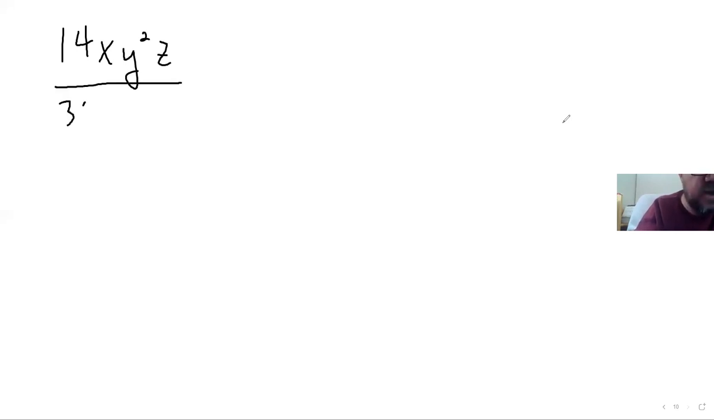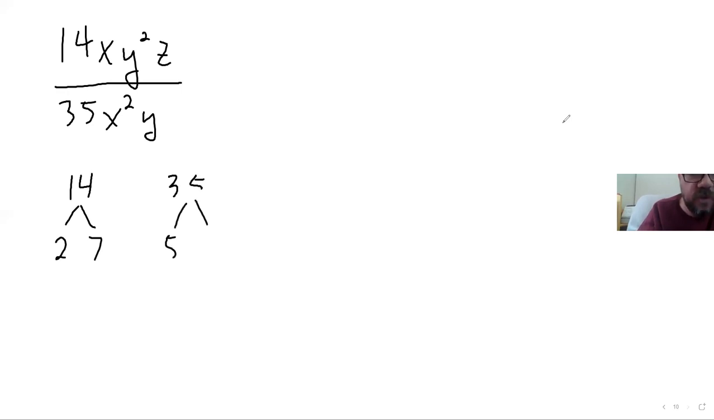And so if I have something like, let's say, 14xy squared z, and let's do 35x squared y, right? And I wanted to simplify that, I can, and it's actually not any different than the thing I just did a second ago with prime factorization. So what I'm going to do is take 14 and think of it as 2 times 7, those are both primes, and 35 as 5 times 7.